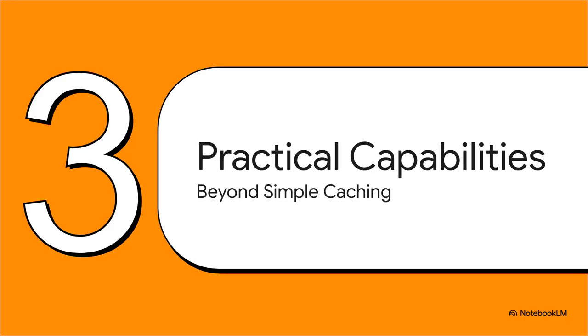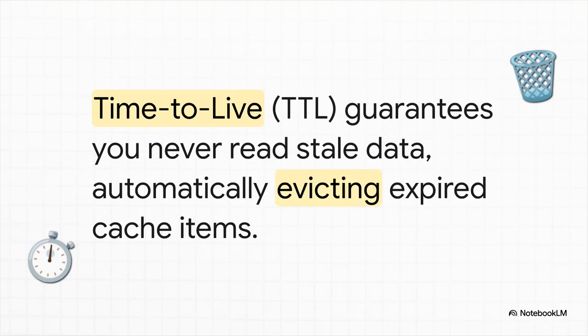Okay, Section 3, practical Redis capabilities, beyond simple caching. Now, the most common use case for Redis, hands down, is caching. You might store a product's details as a native hash, but obviously memory is finite. Enter the TTL, or time to live. By slapping a TTL on your keys, Redis absolutely guarantees you will never accidentally read stale data once that timer ticks down to 0. It automatically evicts the expired items. It's essentially taking out its own trash, which keeps your cache size perfectly manageable.